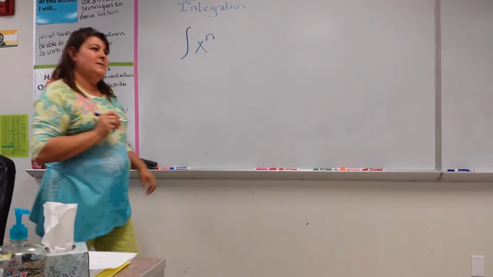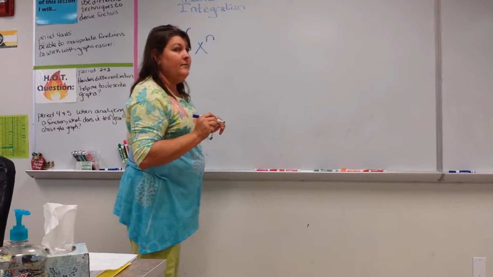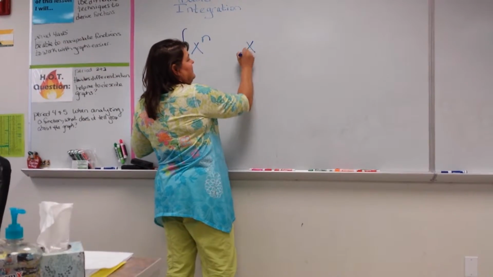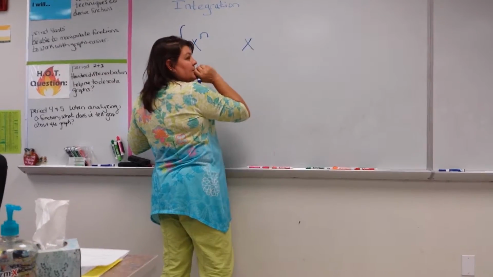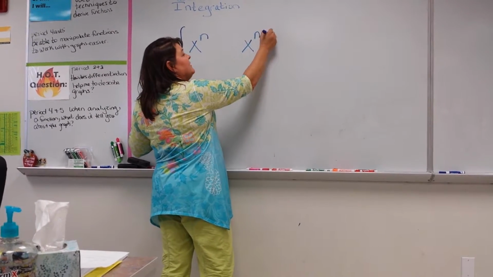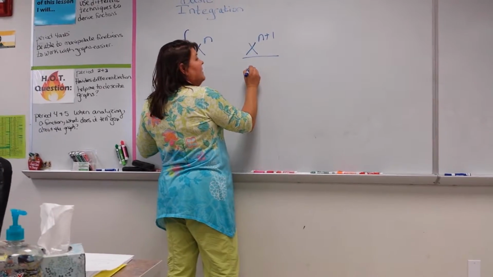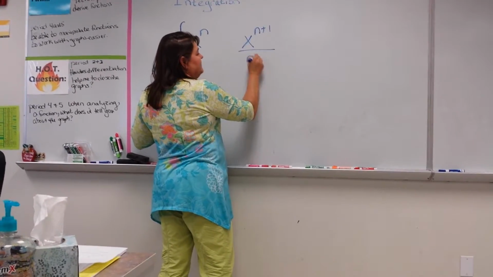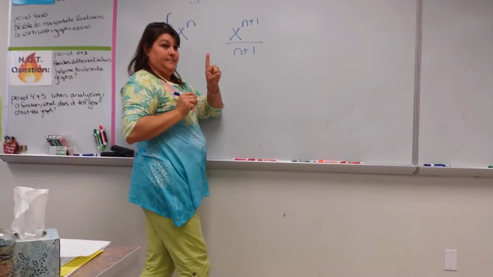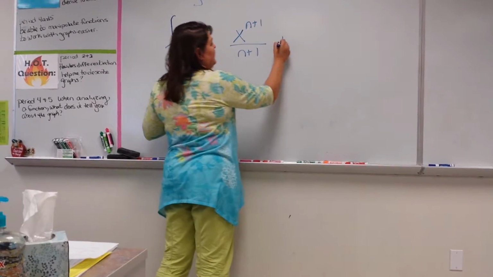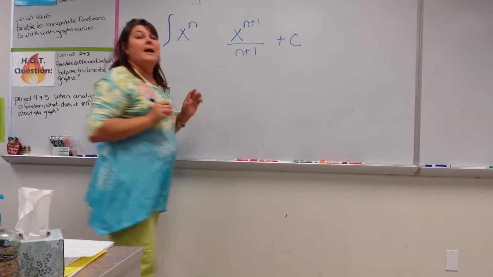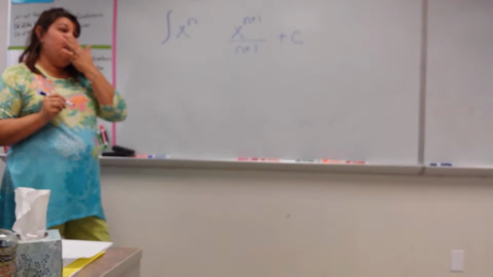Does anybody remember what the actual integration of it is? Then x to the n plus 1. You go up 1 instead of down 1. And then divide by that exponential power, n plus 1. And then add plus c, if you don't have an a and a b. If you don't have an a and a b, okay?